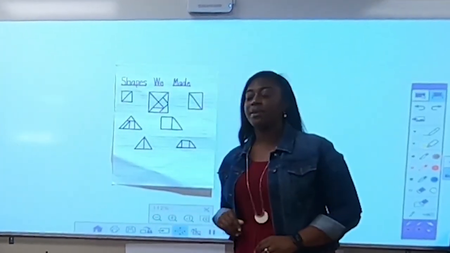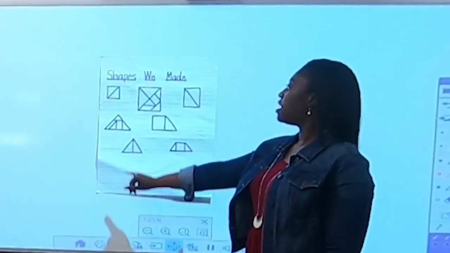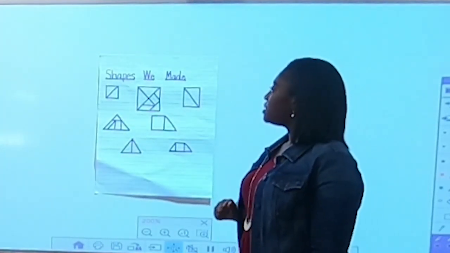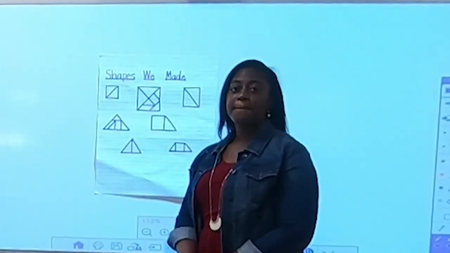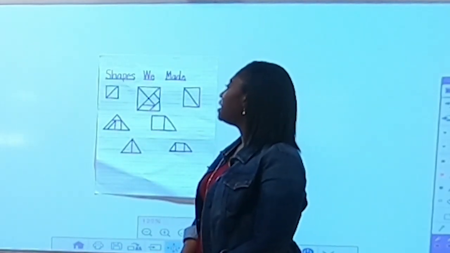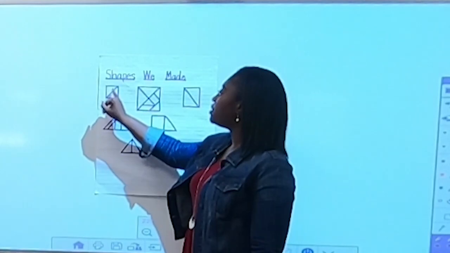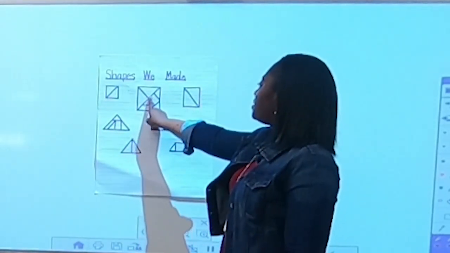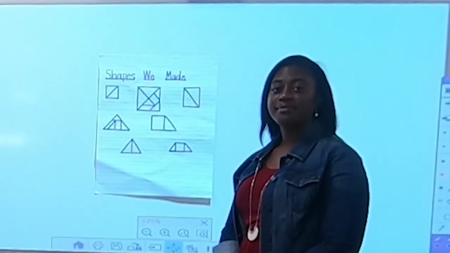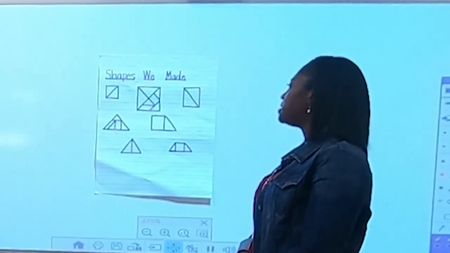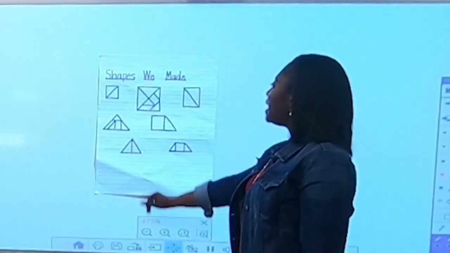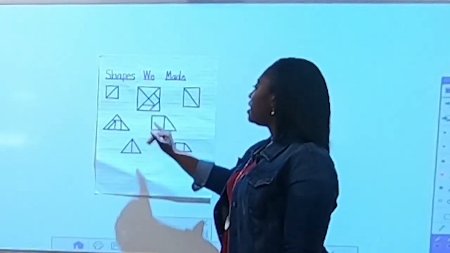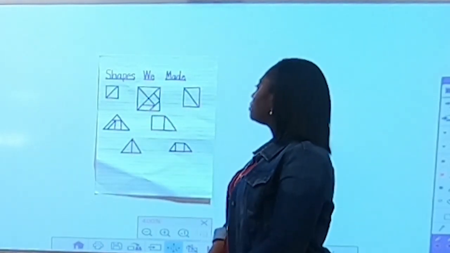Here's some shapes that we've made. Let's look at the first shape. Does this shape have equal parts? Yes, it does. We see here that the triangles are both the same size. What about this shape? No, that shape does not have equal parts. It has many parts that makes a square, but it does not have equal parts within the square.